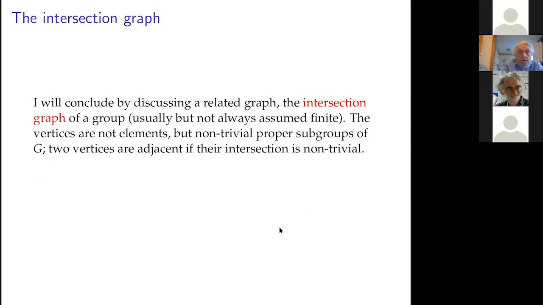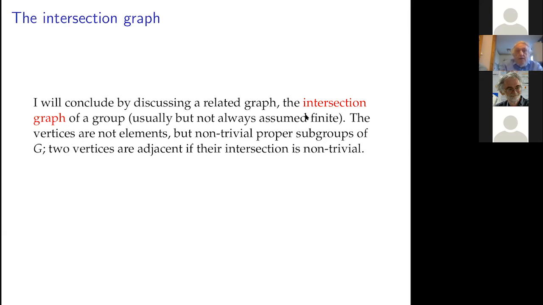Right, I will just end up by switching to a different topic. I think I can do this in 5 minutes. The intersection graph, because this is not a graph defined on the elements of the group, but the techniques used for studying it are rather simple.